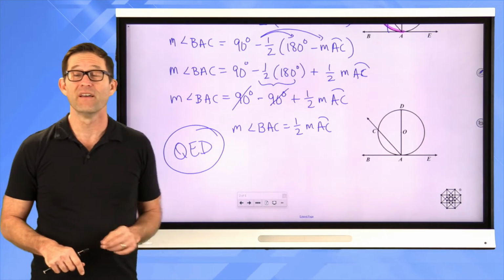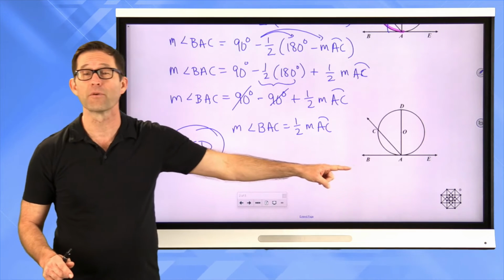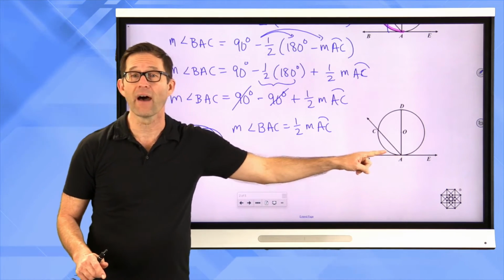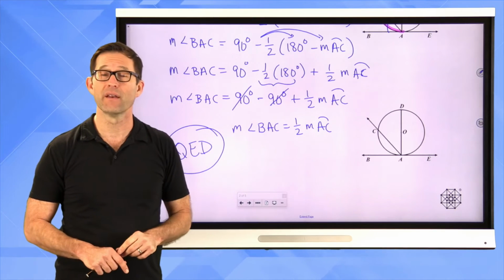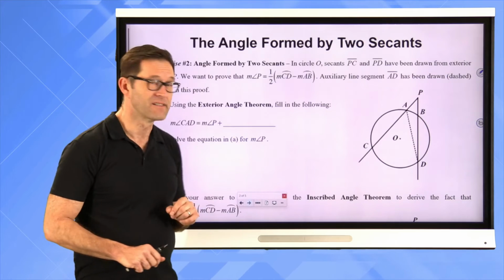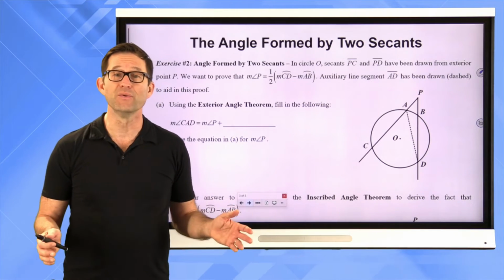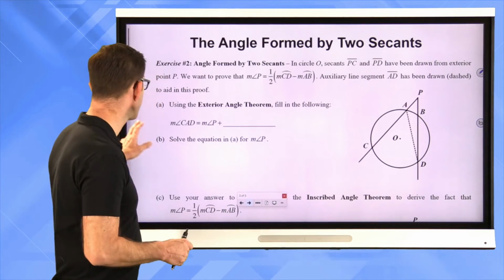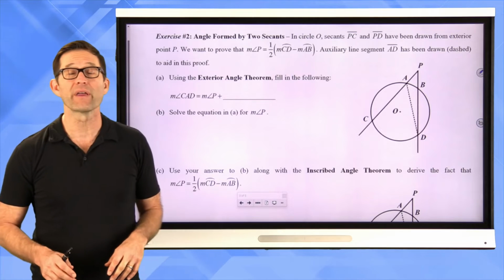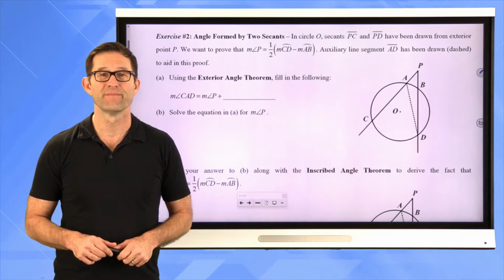Anyway, there it is. That is why we can say that the measure of an angle formed by a tangent and a chord will be 1/2 of the measure of the arc that it intercepts. We've got some more proof to do. Let's keep going. Now let's take a look at the angle formed by two secants. All right, and this one's kind of cool. It won't be nearly as algebraically intensive, but it will bring in some nice stuff that we've seen previously in this course. Let's take a look.